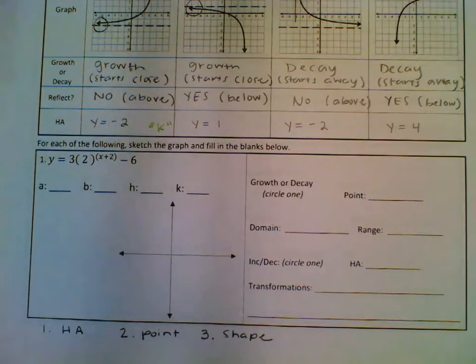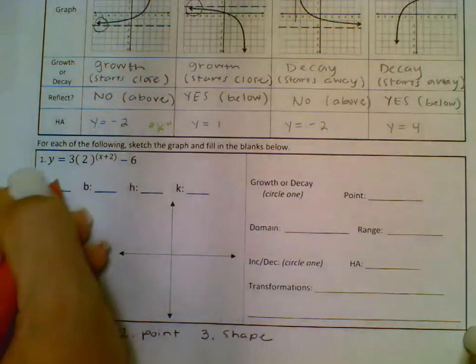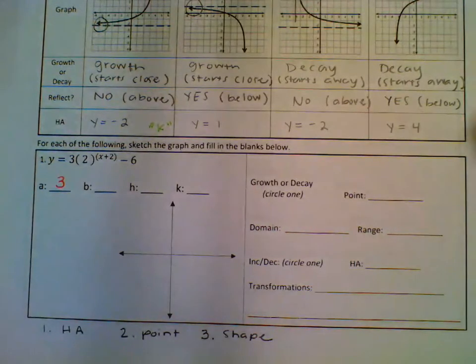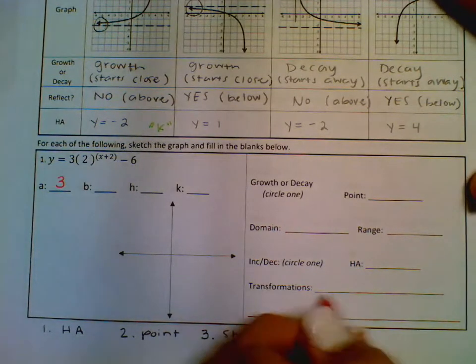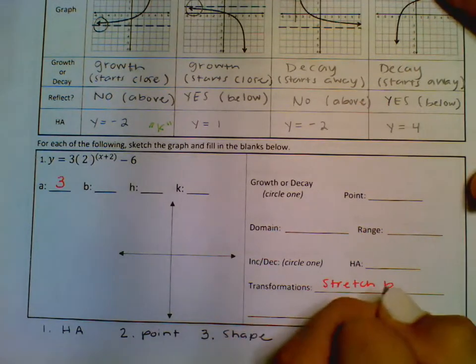So let's just go ahead and list the information. Looking at the equation, the first thing I'm going to list is my A value is 3. My A value is 3 for transformations. That means that the graph has a stretch by 3.